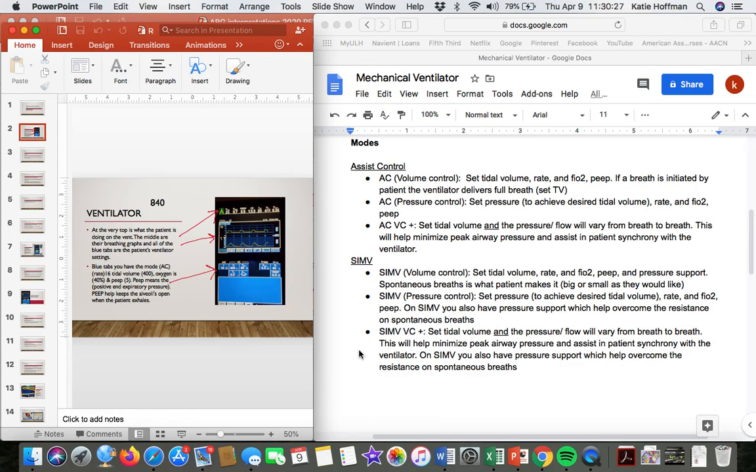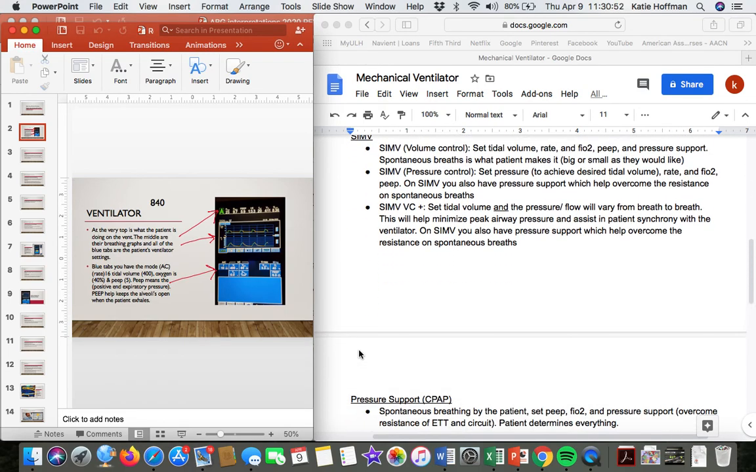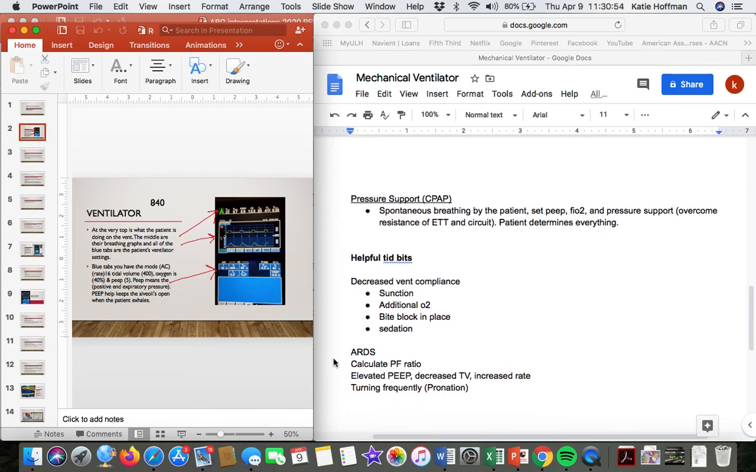With SIMV, they have the pressure support, because if the patient initiates a spontaneous breath, they can take the full spontaneous breath. So with AC, it's initiated, we give it to them. With SIMV, we let the patient take their own spontaneous breaths on top of whatever the set ventilator mode is. So we give them a little bit of pressure support just to help them take that spontaneous breath.